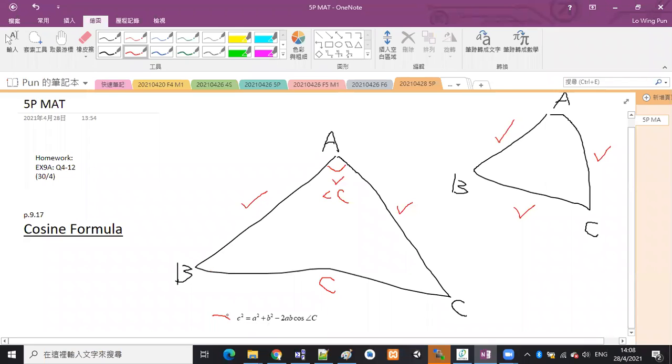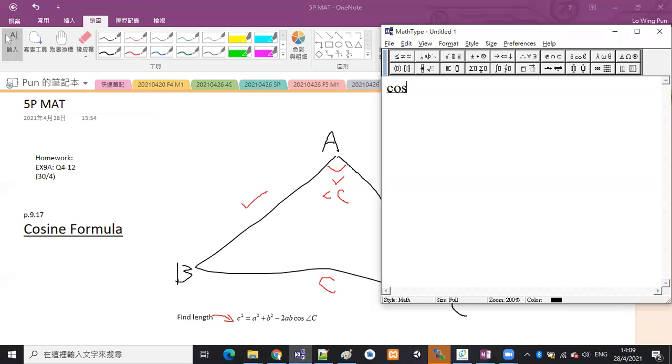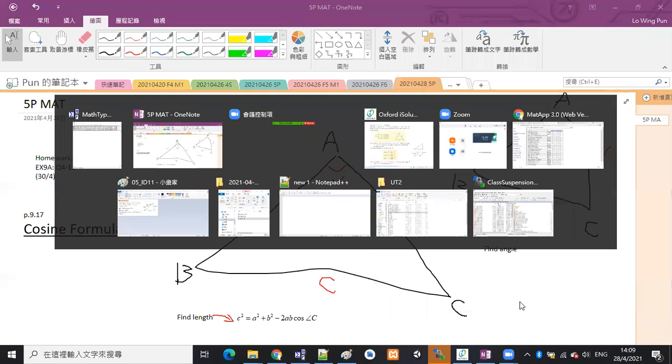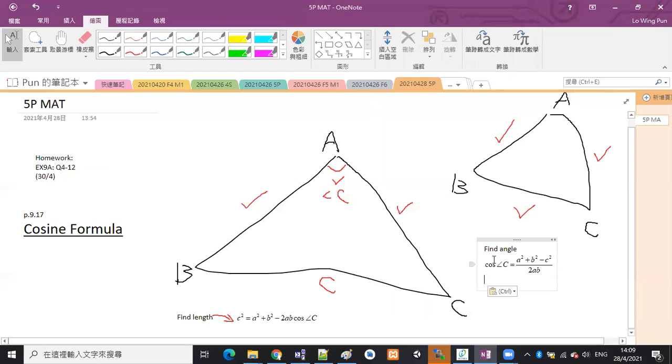If you want to find length, then we will make c square the subject, and then length c will be the square root of the right-hand side. Okay, this is to find length. If we want to find angle, then we will use the other format of cosine formula. That will be like this: cosine angle c is equal to a square plus b square minus c square over 2ab. This is the second format of cosine formula.